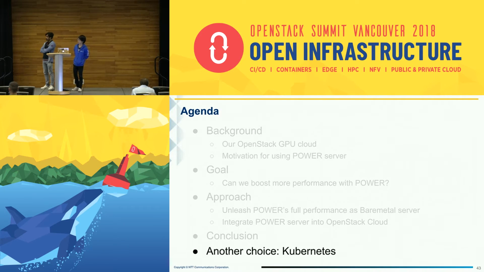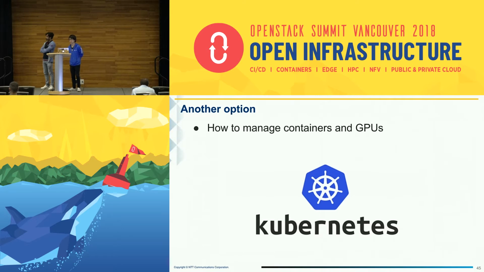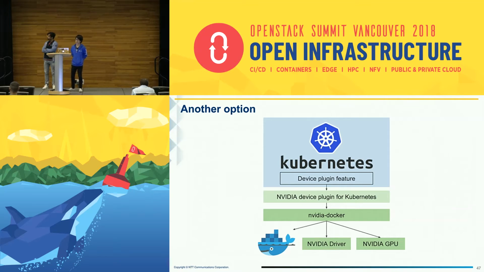Okay, extra content, another choice. How about containers? How do we manage containers and GPUs? So, Kubernetes. Kubernetes is a container orchestrator. It has a container scheduler that includes GPUs. To schedule GPUs, its device plugin feature, the NVIDIA device plugin, and NVIDIA Docker are required.